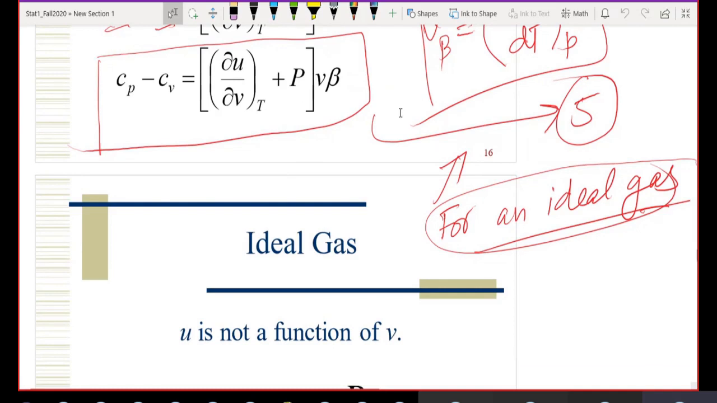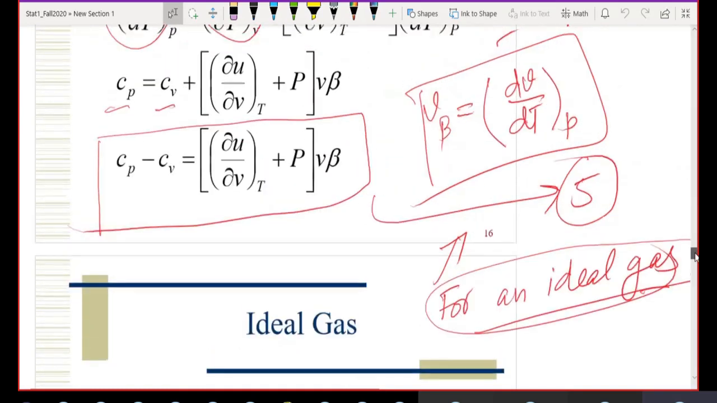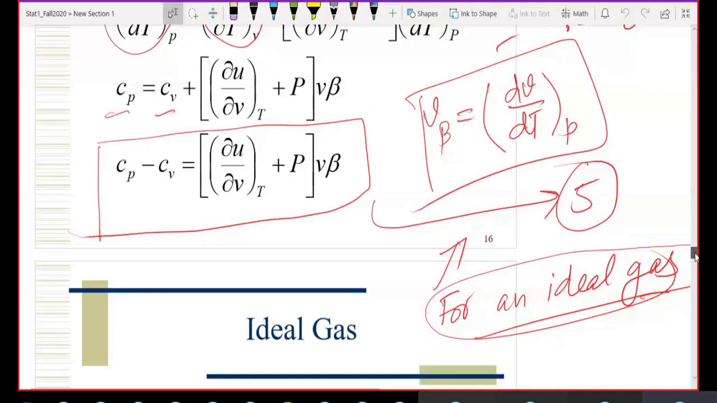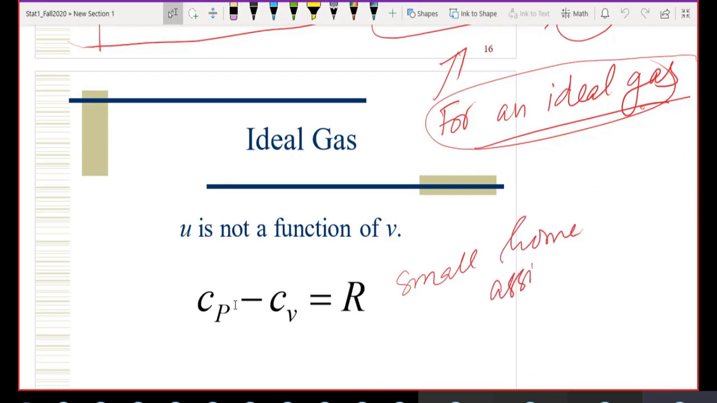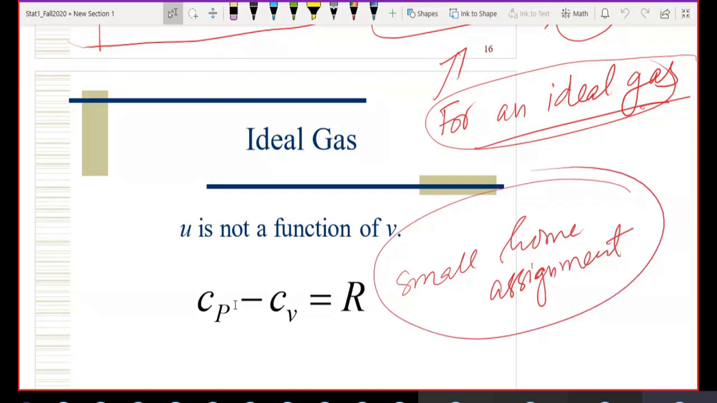So you may use first law also. You may use the first law and the ideal gas equation both, and then you should get the result. So this is like a small home assignment that you do. If you do it, then you can share it with us in the next class. Next class means next week.